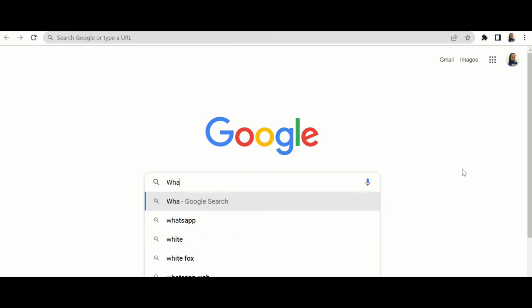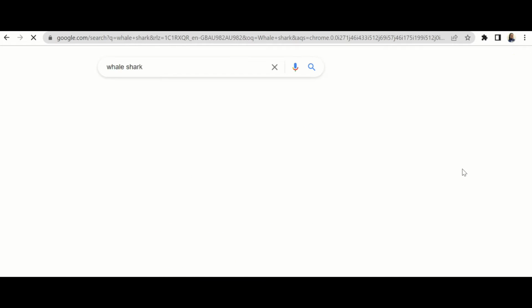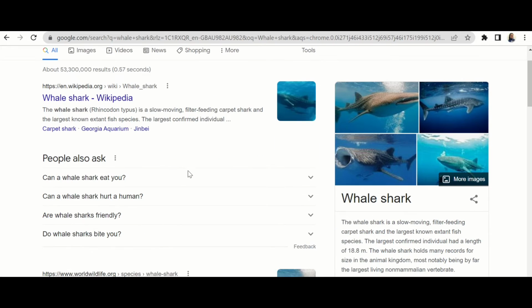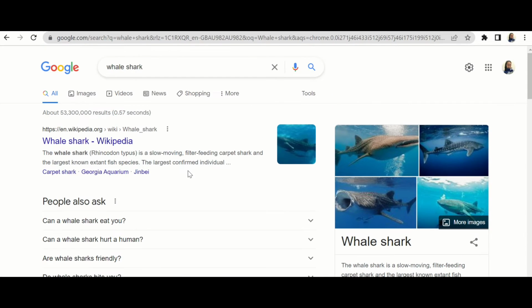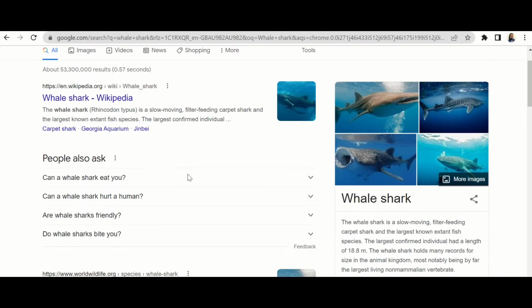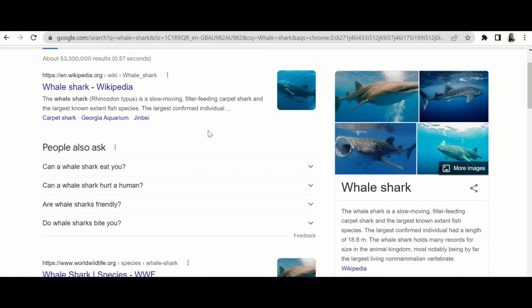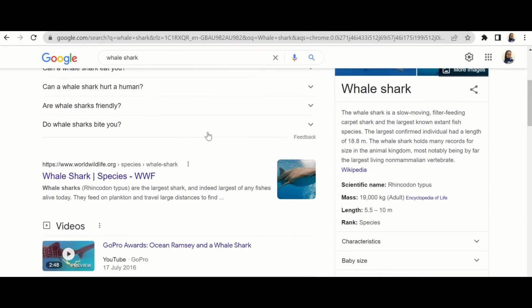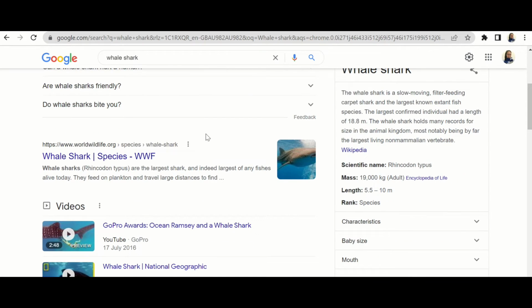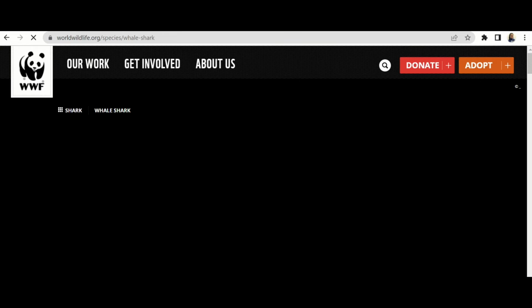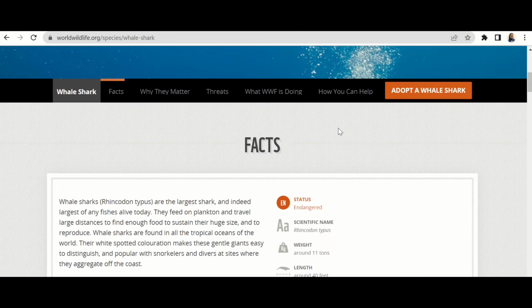Okay, let's look up whale sharks. Okay, so while you're looking for information on whale sharks, you want to have a look at some credible sources of information. Now, Wikipedia does come up, but on Wikipedia, anyone can actually go in and edit that information. So we're not going to pick Wikipedia. Let's have a look. There's worldwildlife.org. So we've got some information on whale sharks here.